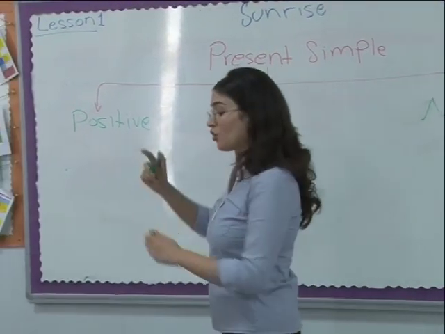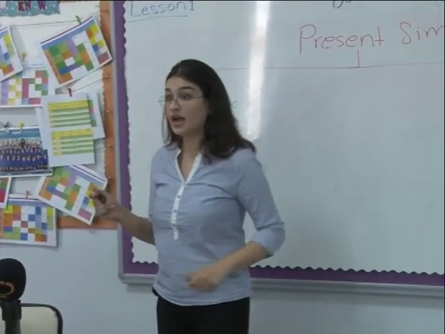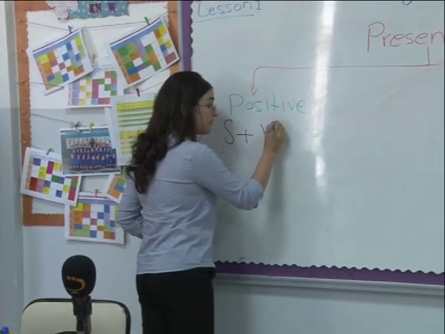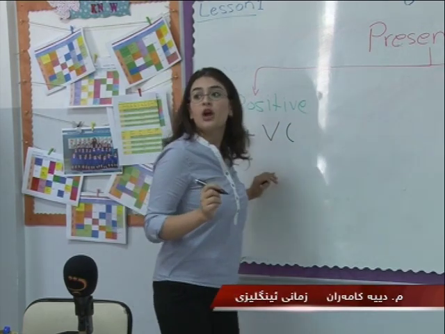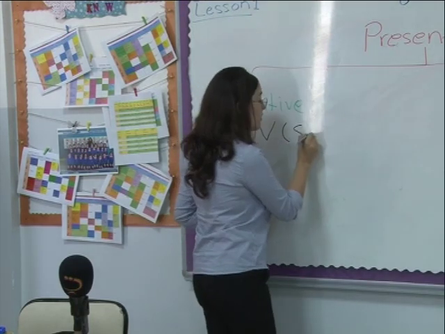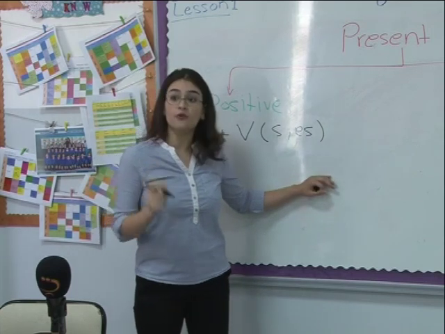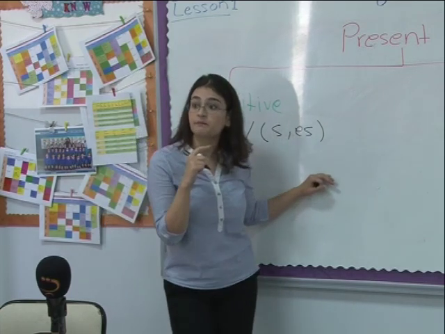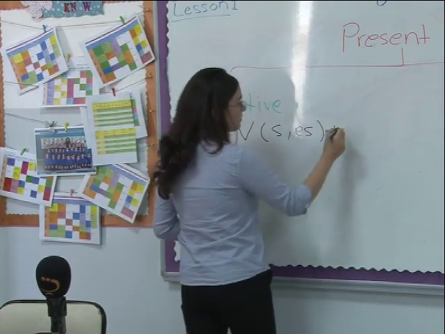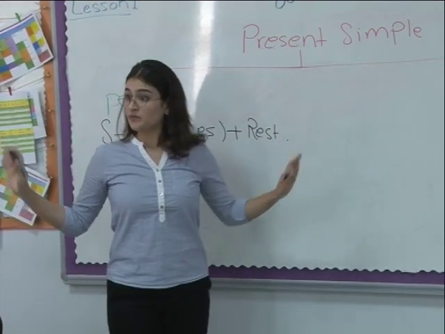So right now I am going to write rules for positive statements and negative statements. All right? So for positive statements, the first thing we have is a subject, and then we have a verb. And what do we attach to the verb? Yes. What do we attach to the verb? Ella? S or ES. Perfect. And we've already explained in which cases we add S and in which cases we add ES. I have already explained this to you. Does everyone remember that? Yes. That's great. And then after this, we have the rest of the sentence, which means whatever comes after the verb. Easy? Yes. Perfect.